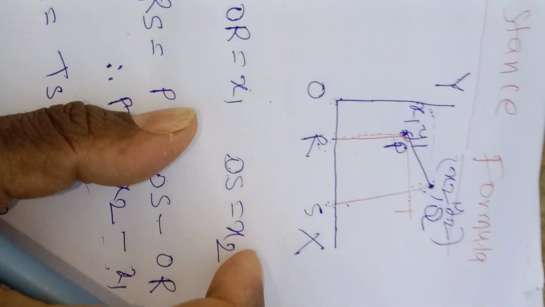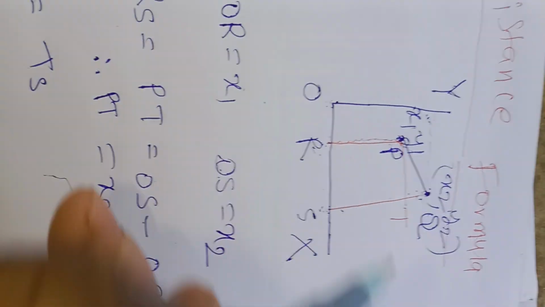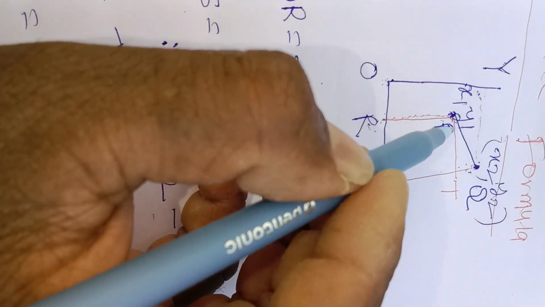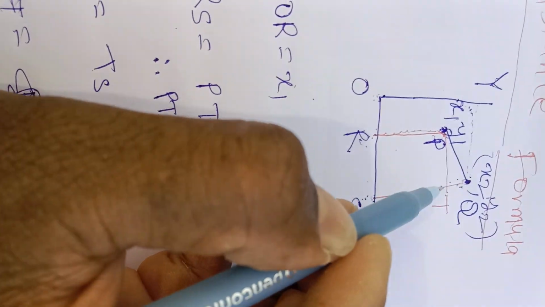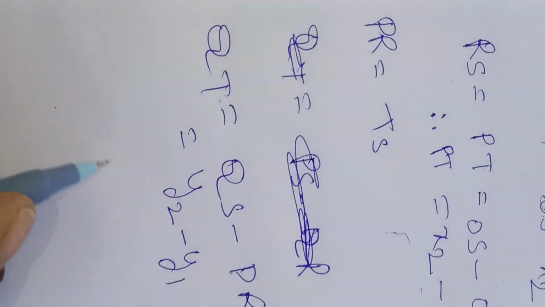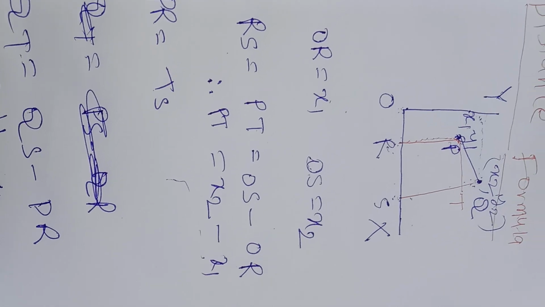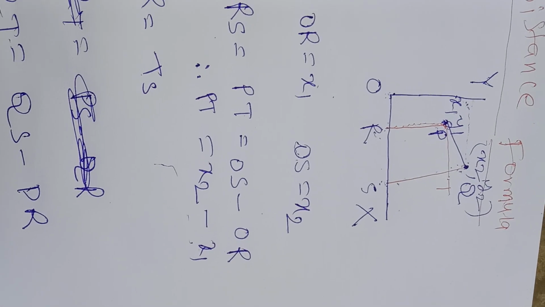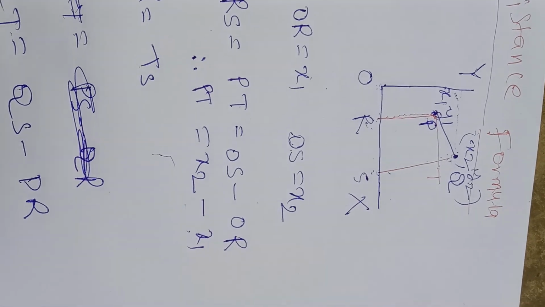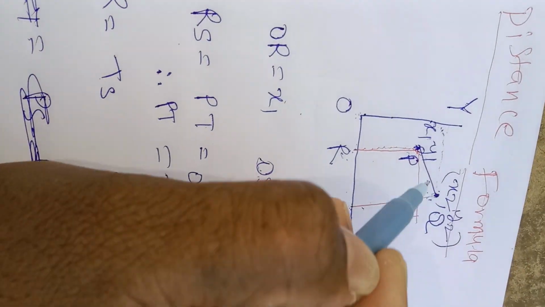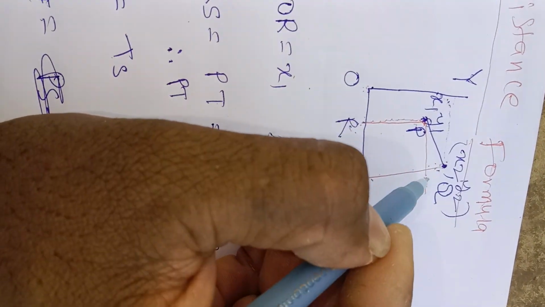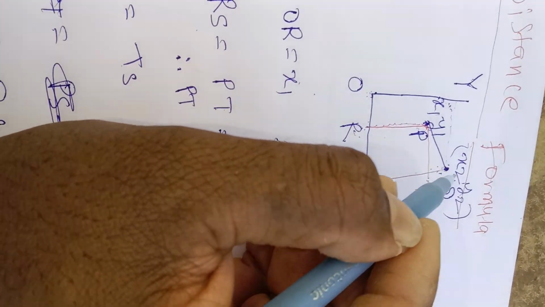Next, in the triangle PQT, PQ square is equal to PT square plus QT square. We can write that PQ square is equal to PT square plus QT square, where PQ is the hypotenuse.